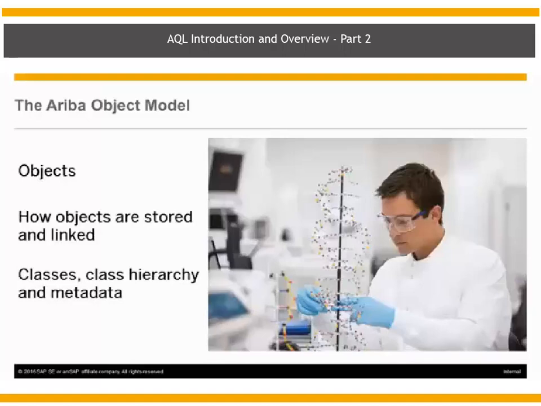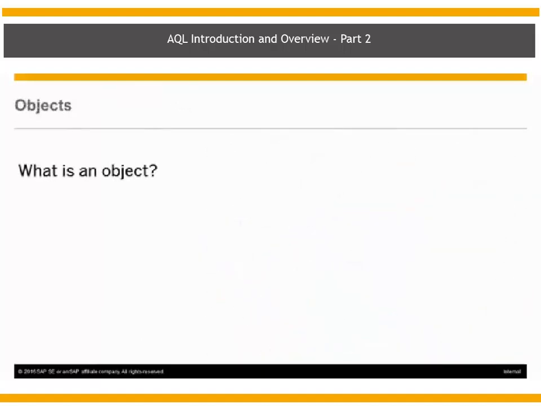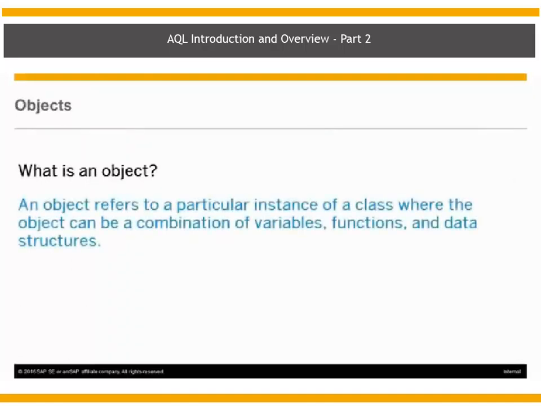We will start our review at the most granular level, the object level, and we'll work our way up to the framework and structure that support it all in order to understand how to access the granular data. Note that the concepts we will cover apply equally to both upstream and downstream, so examples will be used interchangeably throughout. So, what is an object? An object refers to a particular instance of a class, where the object can be a combination of variables, functions, and data structures. Objects have a state and a behavior.